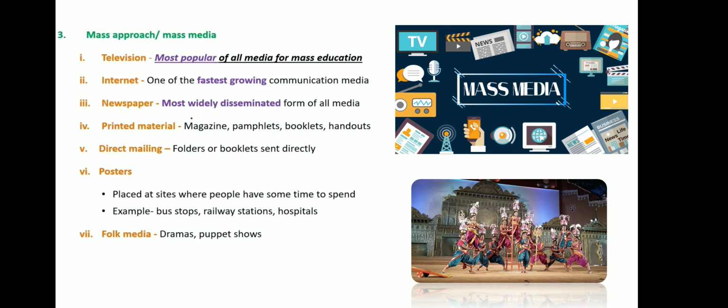Okay, we move on to the next mass media, that is newspapers. They are the most widely disseminated form of all the media. Newspapers can reach the places where TVs and radios are not found.